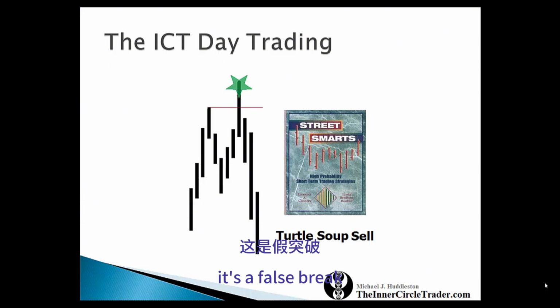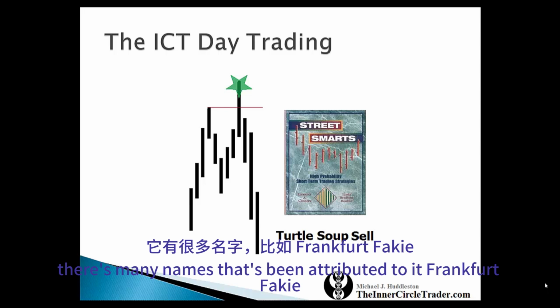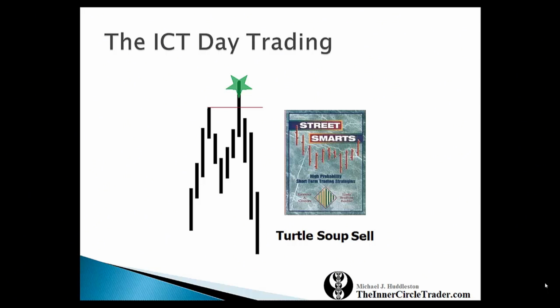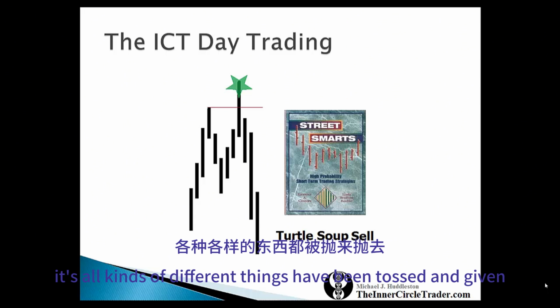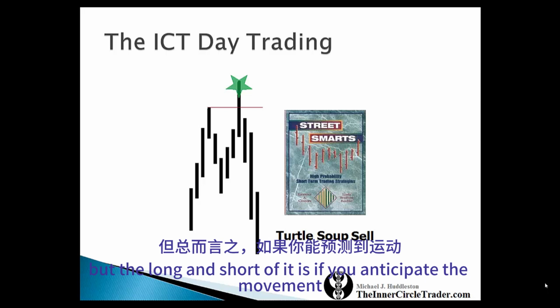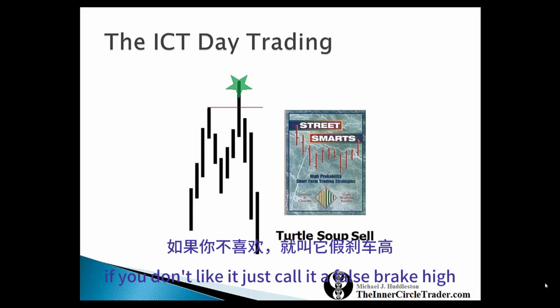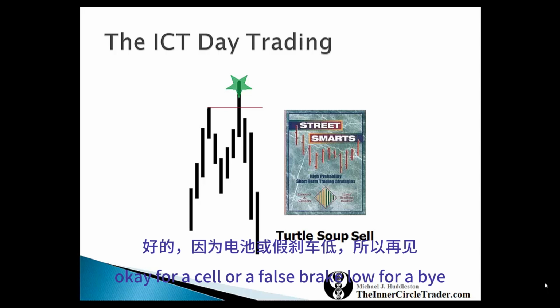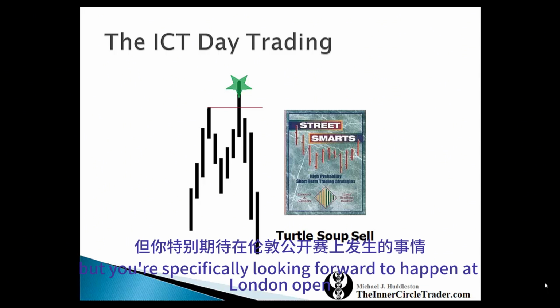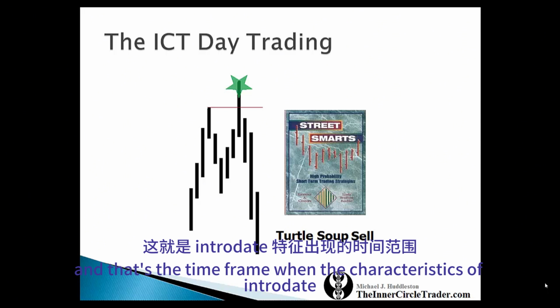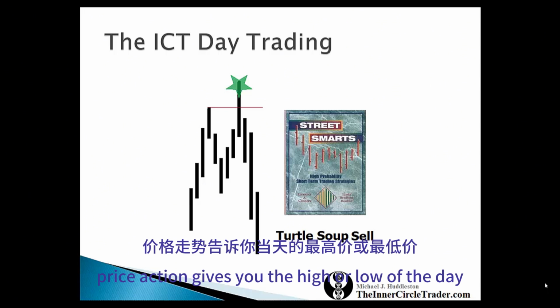It's a false break. There's many names that's been attributed to it. The Frankfurt Fakie, the false run, the London Lou. All kinds of different things have been tossed and given. But the long and short of it is, if you anticipate the movement, it doesn't matter what you call it. You don't have to call it a Judas swing if you don't like it. Just call it a false break high for a sell, or a false break low for a buy. But you're specifically looking for it to happen at London Open, and that's the time frame when the characteristics of intraday price action gives you the high or low of the day.